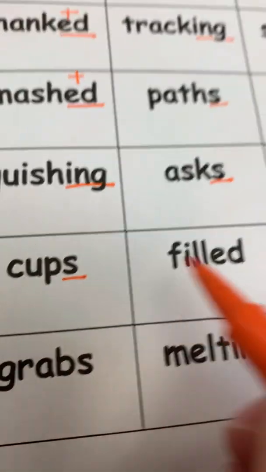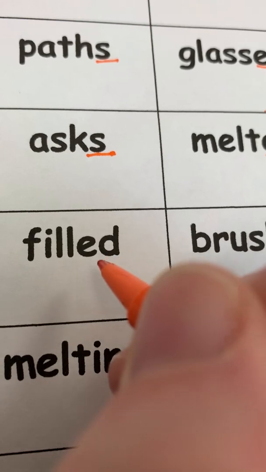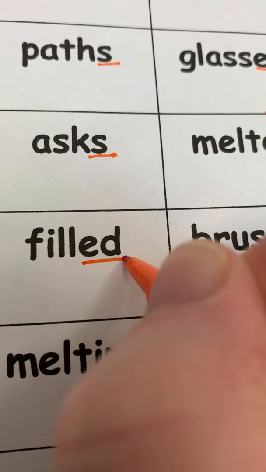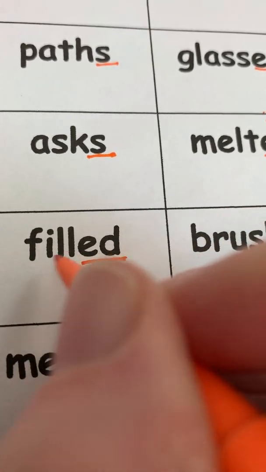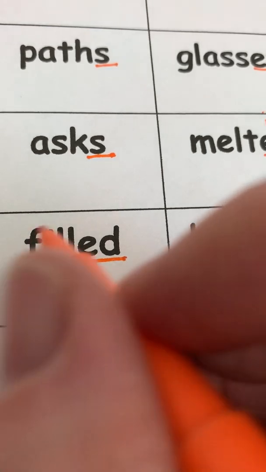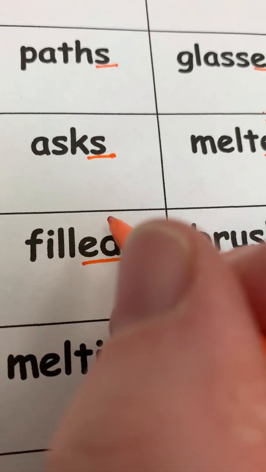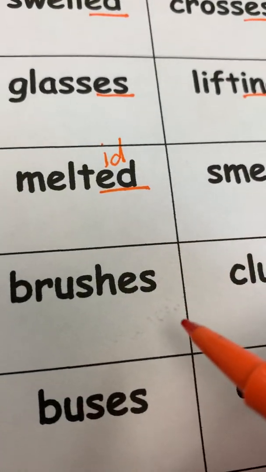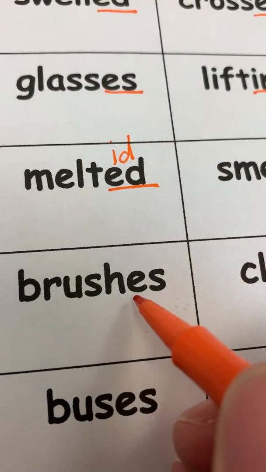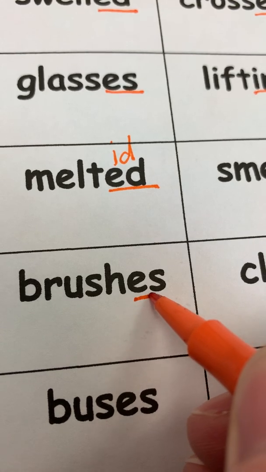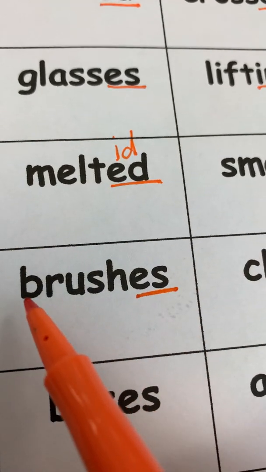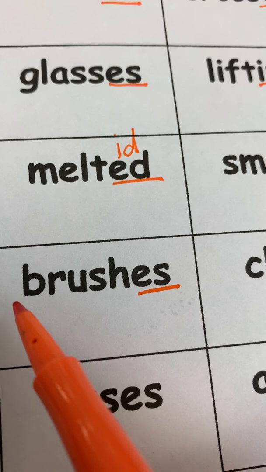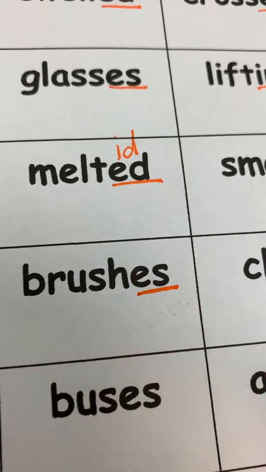Cup, cups. Let's go to the next word. Underline the ed. Fill, fill. That's our root word. Fill, like you fill a cup. Filled. The ed says duh in that word. Filled. All right, let's go to the next word. Underline the es. There's our suffix. And let's blend it. Brushes, brushes.